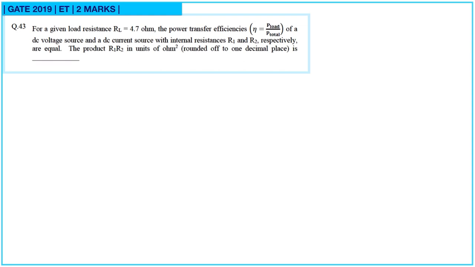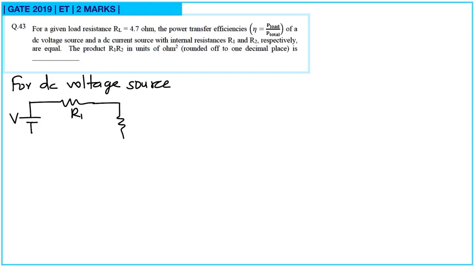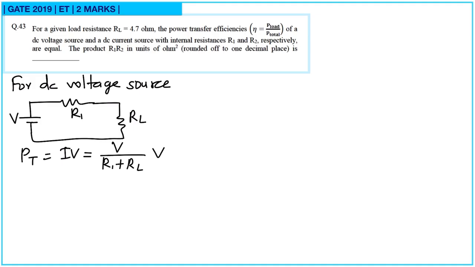Let us first calculate for the DC voltage source. So for the DC voltage source, the internal resistance is given, that is R1, and for a voltage source this will be in series. So if this is voltage V, this will be R1, and to that we will connect RL. So this will be RL. Now total power is equal to I into V, and the current flowing through this circuit will be voltage upon resistance. So V upon R1 plus RL, into V. So that will be V square upon R1 plus RL. And power across RL will be equal to I square RL. That is equal to V upon R1 plus RL, the whole square, into RL.